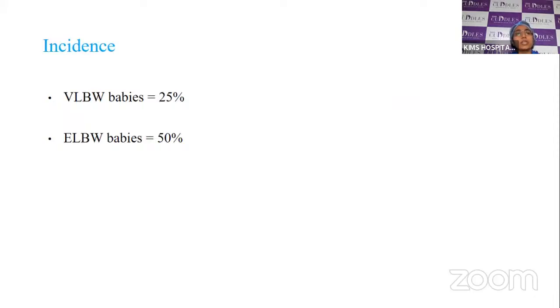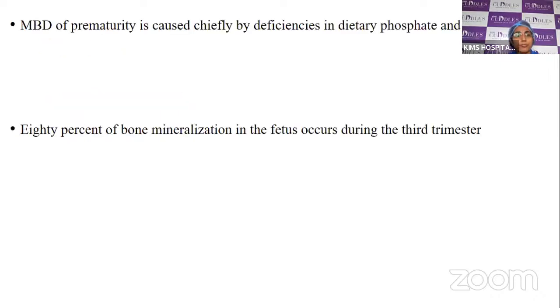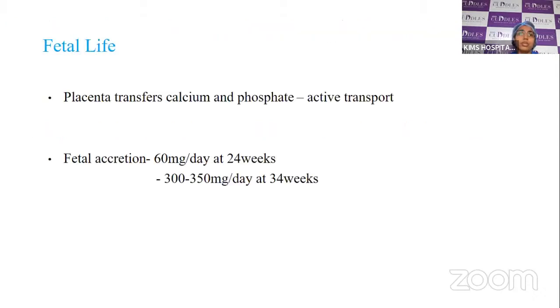In very low birth weight babies, the incidence is 25%, and in extremely low birth weight babies, the incidence of metabolic bone disease is around 50%. On average, it is 16 to 40% in preterm babies. It is chiefly caused by the deficiency of dietary phosphate and calcium. In fetal life, 80% of bone mineralization occurs during the third trimester of pregnancy. So first, we will see what happens in fetal life.